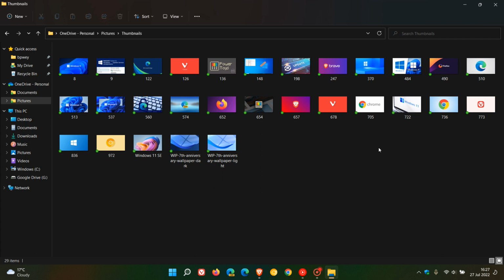So now that is refreshed and the thumbnail cache is cleared. And if there was any database corruption, that will clear up the issue. And also it deletes that unnecessary disk space as mentioned.